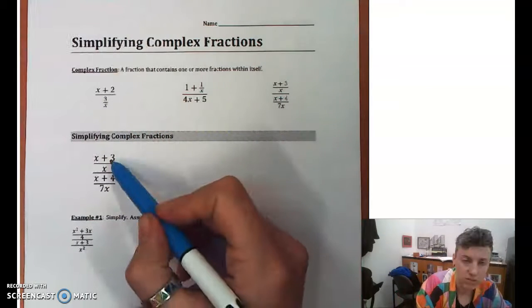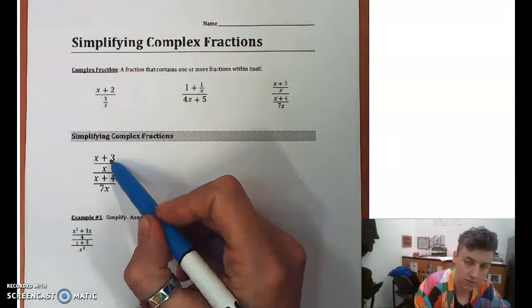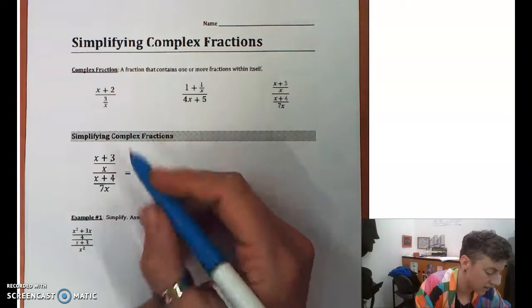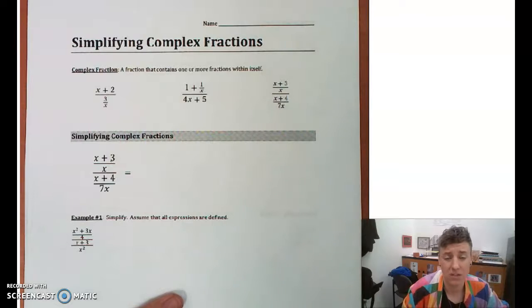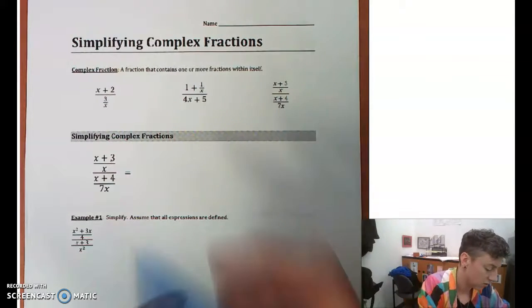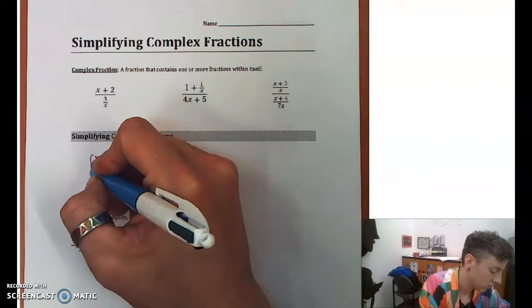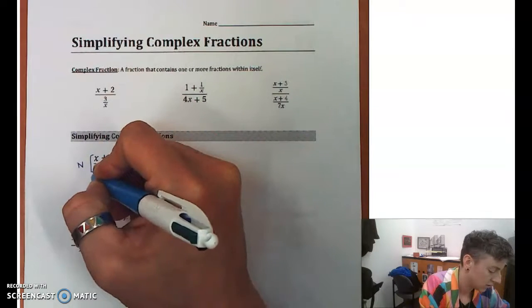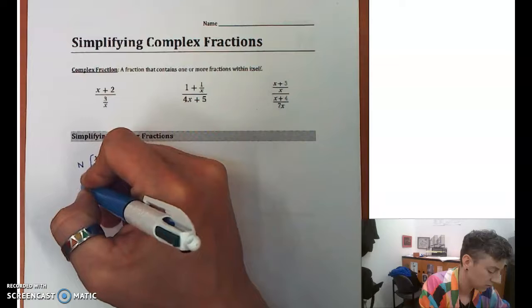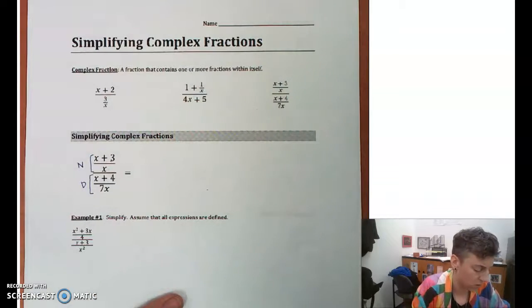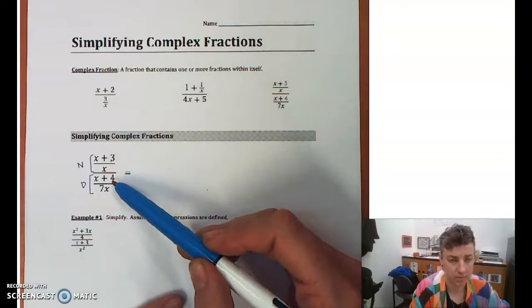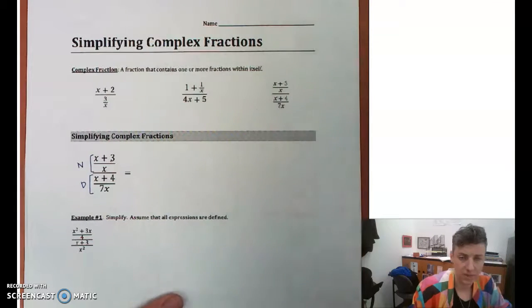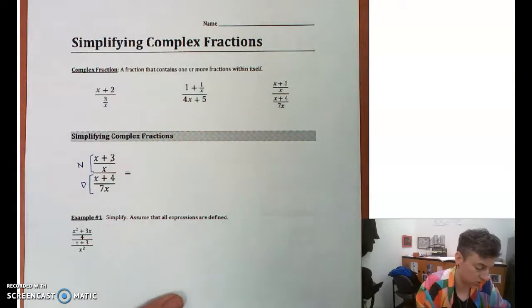So we got a fraction on the top, x plus 3 divided by x. All that divided by x plus 4 divided by 7x. So we're going to make this into a multiplication problem, which will be much easier to deal with. So here's our numerator. Here's our denominator. We're going to take our numerator and multiply it by the reciprocal of the denominator. So we're doing a keep, change, flip situation.